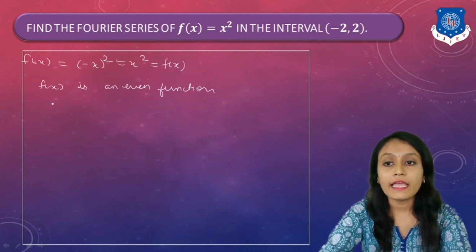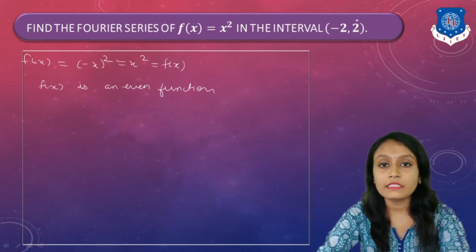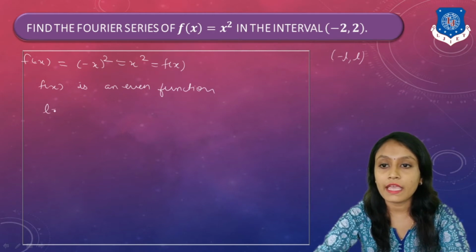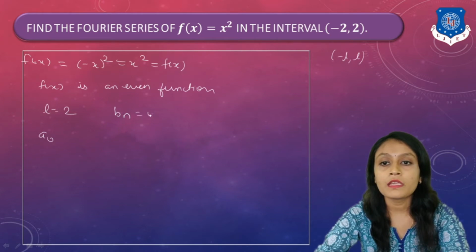Okay, now we have to find L. Okay, so now here the interval is given minus 2 to 2, right? So just compare this with minus L to L. So you can see that the value of L is what? So here we have L is equals to 2. Now the function is even function. So what we have to find? We have to find a0 and an, bn will be equal to 0.